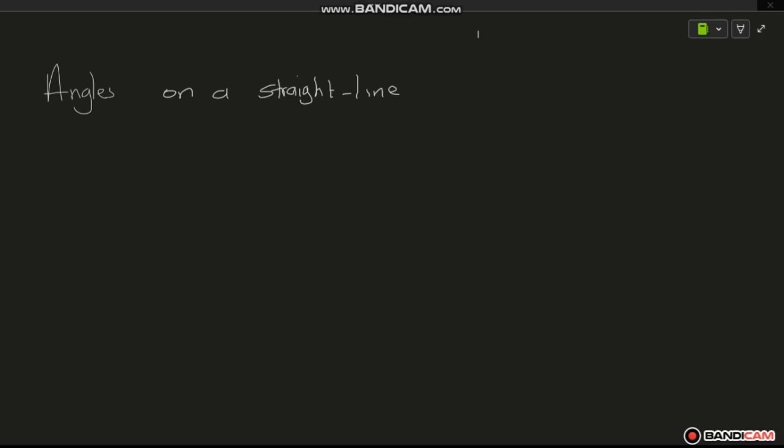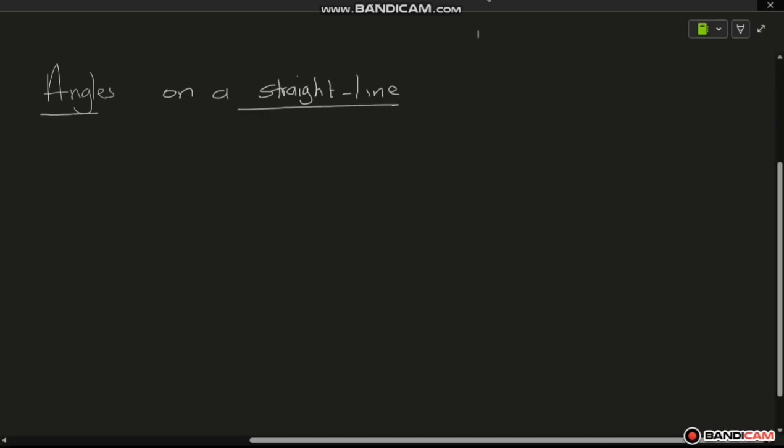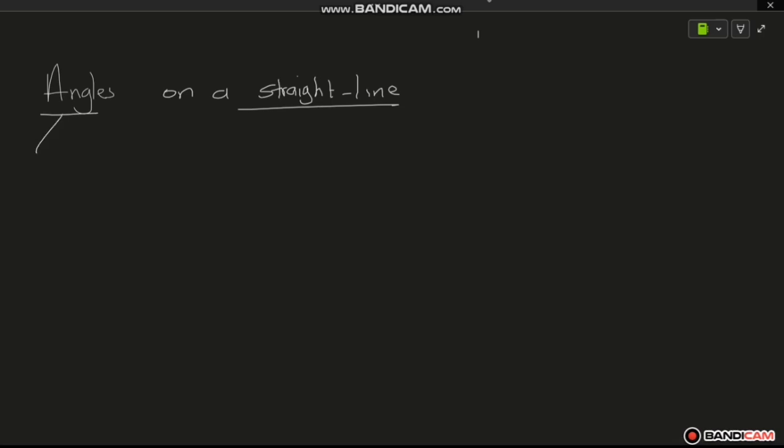So we'll try to explain this part, angles on a straight line. Okay, so let's first try to explain the different types of angles. We're going to talk about angles on a straight line, but when we talk about angles, we have two types of angles that we're going to explain right now. We have acute angles and we have obtuse angles.